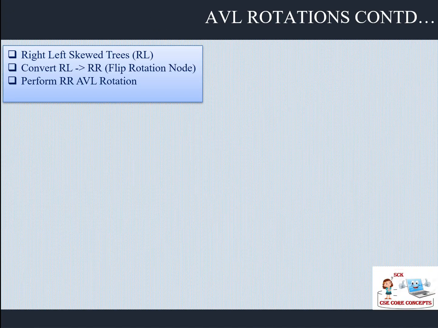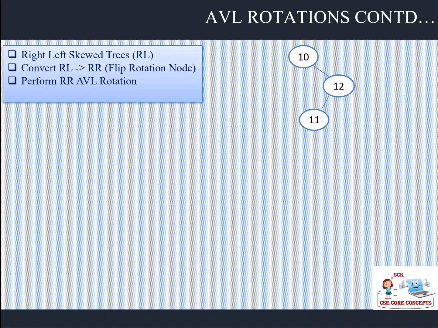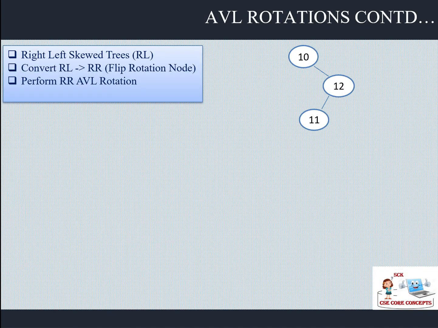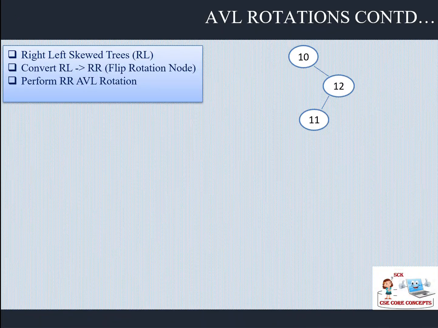Now you can have other types of skews such as right left. You can see here first it was proceeding towards right and now it has started proceeding towards left. So in this case you have to perform the AVL rotation in 2 steps. First step, you have to convert the right left skew to a right skew, and then you have to perform the right rotation which we just now discussed. So 2 steps.